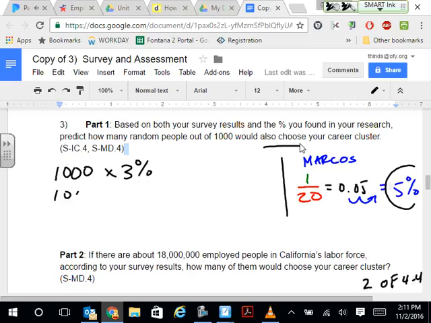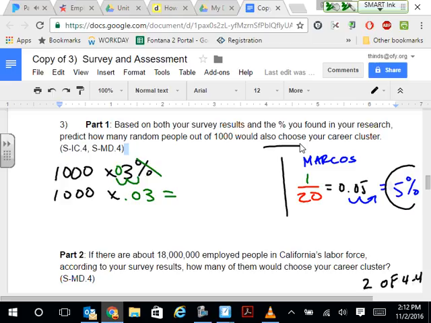All right, so I got 30 people. For every 1,000 people, based on my score, it says that 30 people would be doing that thing. Then you're going to do it down at the bottom. They're saying for California, based on the time that this was made, there are 18 million people in California. How many, using your same percent, would be out of 18 million?